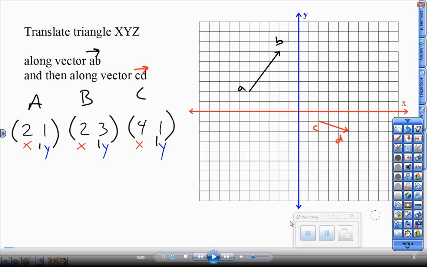Alright, so for these, again, I want you to be able to plot coordinates. Coordinates are always x first and y second. X first, y second. So the point 2, 1 is over 2 for x and then up 1 for y. Point B is over 2 for x, up 3 for y. And then point C is over 4 for x, up 1 for y.